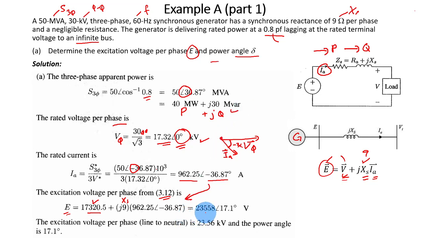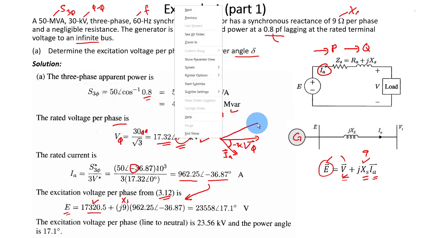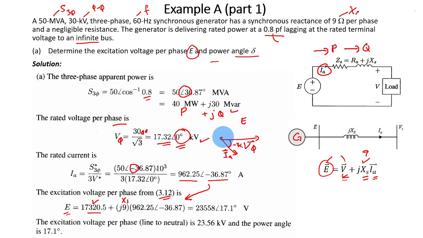The generator voltage is 23.558 kilovolt at an angle of 17.1 degrees. If you plot the phasor diagram, it is probably around this magnitude here. So EA is around here, and this angle here is the delta angle. This 17.1 degrees is the delta.